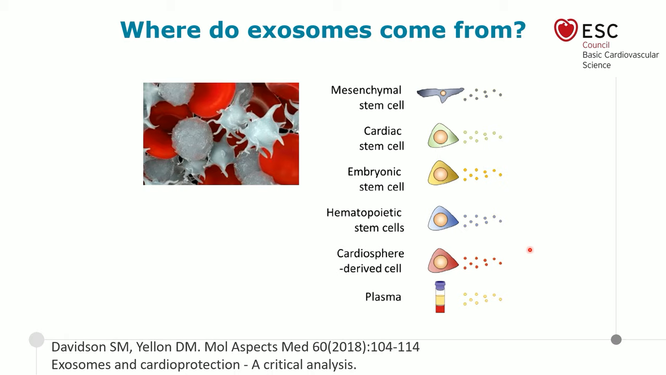But exosomes are produced by just about every cell type, it seems, and there's been a lot of interest in their production from stem cells in particular. And later on I'll show you we've been looking at that a little bit as well, although initially we focused just on the ones present in plasma.